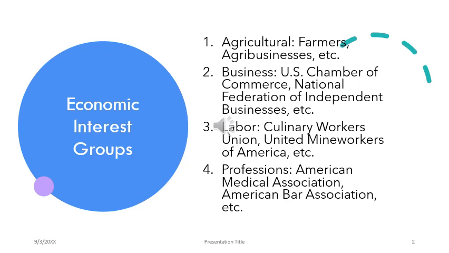But again, like within the agricultural sector, a diversity of groups within this broad label of business interest groups, like the National Federation of Independent Businesses. They're going to tend to represent smaller businesses, not the big corporations that the U.S. Chamber represents.